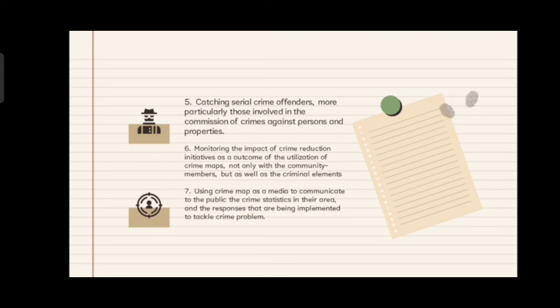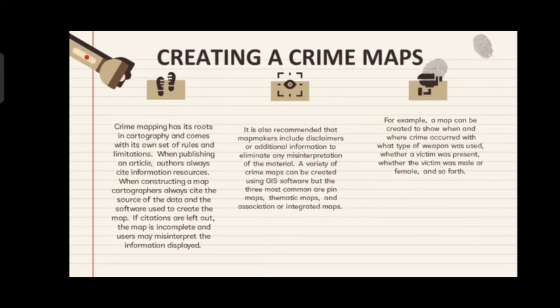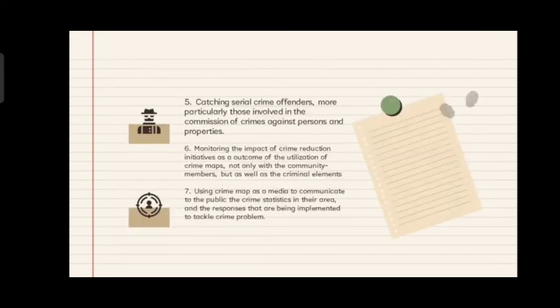So, 7, using crime map as a media to communicate to the public the crime statistic in their area and the responses that are being implemented to tackle crime problem. Tulad nung sinabi ko kanina sa introduction ko, nagiging way itong crime mapping or nagiging useful itong crime mapping para sa mga citizens to know the crime situation and kung saan nangyayari yung crime for them to avoid, para sa safety nila yon. And also for them to know their responsibility as a citizens and help their place.